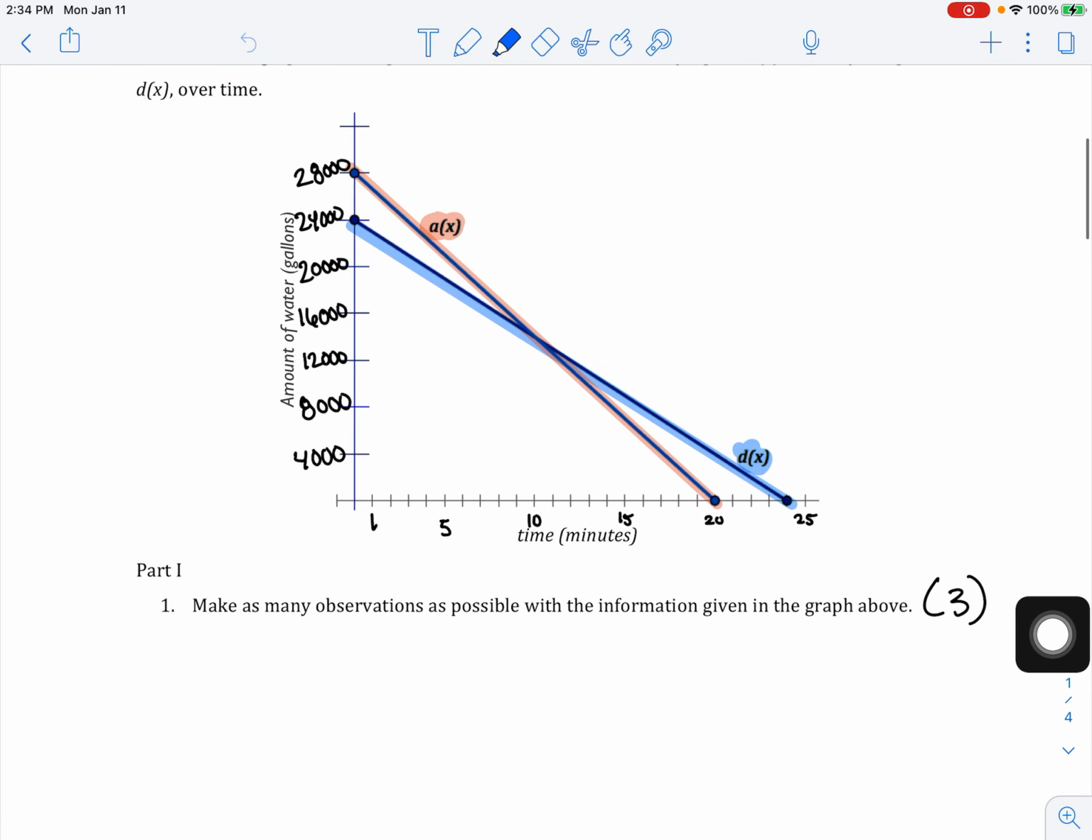So the first question on the formative says, looking at these two lines on this graph, make as many observations as possible with the information given. So I think it asks you to make 3 observations. So think about all of the things that we've learned when we look at a graph. What information do you know? And write 3 of those things in the formative for number 1.